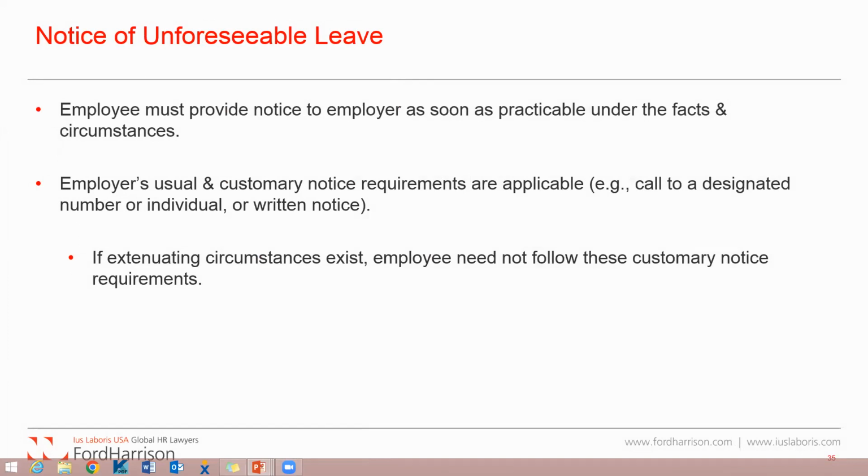Because if the leave is unforeseeable, the employee must provide notice to the employer as soon as practical under the facts and circumstances. So that's the responsibility of the employer in this situation, to dig into the facts and understand, okay, wait a minute, is this a situation where it's impromptu, it just happened, or are there circumstances and facts at play that have prevented them from following our normal process? Because if it is unforeseeable, the employee only has to notify the employer within a reasonable amount of time as soon as it's practical.